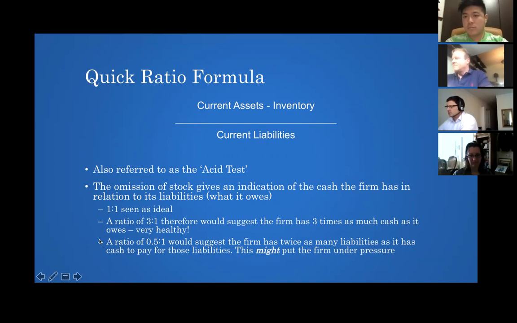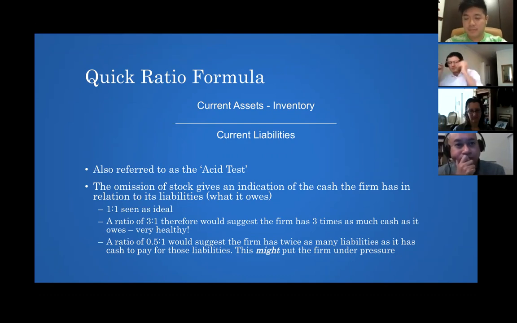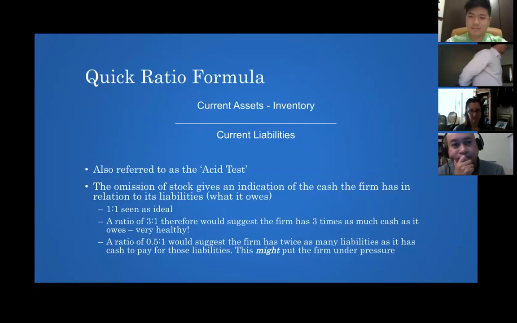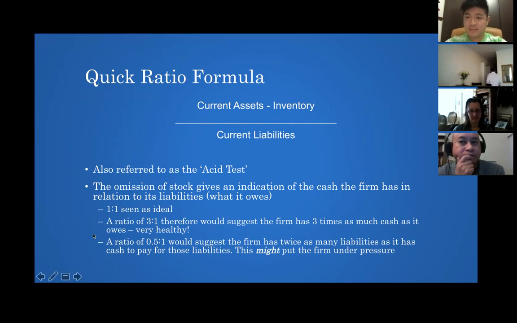And to answer also Frank's question, if we have a 1-to-1 ratio, this is seen as ideal. If your current assets minus inventory and your current liabilities are 1-to-1, then that's ideal. But if the ratio was, let's say, 2-to-1 or 3-to-1, then that means that the firm has 2 or 3 times as much cash as it owes, which is healthy because you have more assets than liabilities. But on the flip side, if you have a ratio of 0.5-to-1, that would suggest that the firm has twice as much liabilities as it has cash to pay for these liabilities. So this could basically put the firm under pressure. If we can go next, Michael.